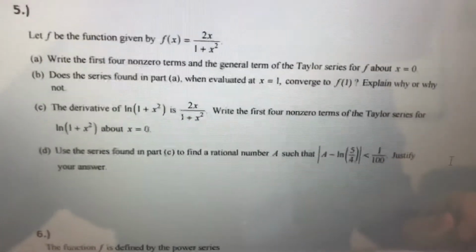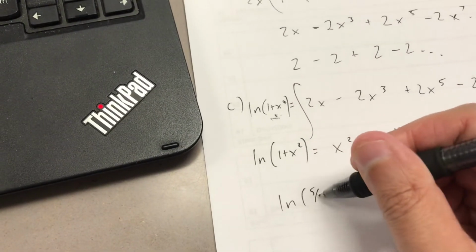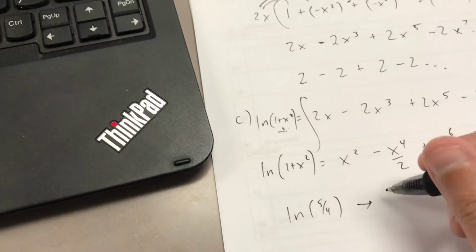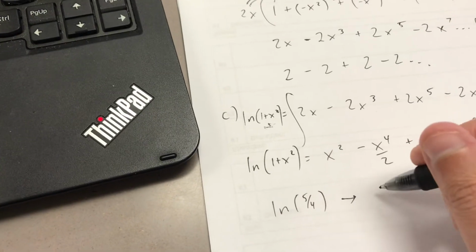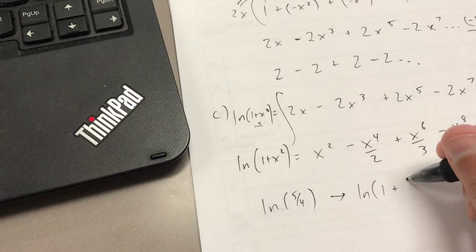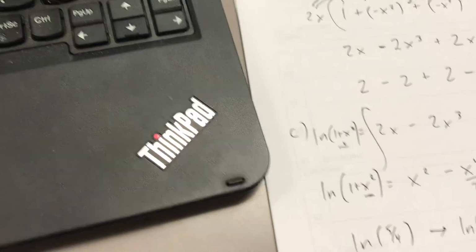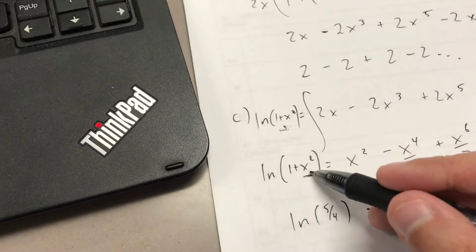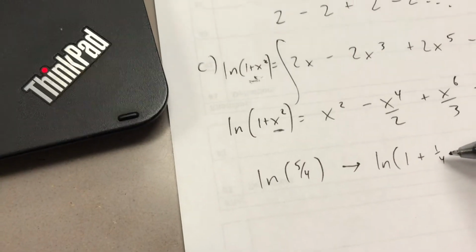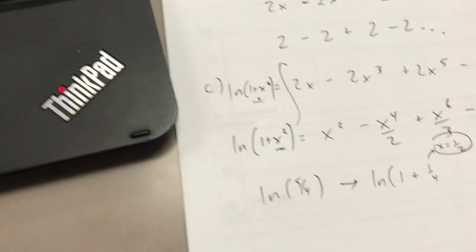This is kind of tricky, actually. Notice they're asking for ln of 5/4. And on the surface, you say ln of 5/4. What does that have to do with anything? Well, 5/4 is 1.25. That's the natural log of 1 plus 1/4. Okay, if you go back and look at the equation here, we want the x value. So x squared needs to be 1/4. So that means our x input here would be 1/2.